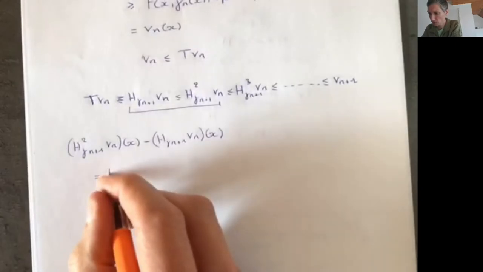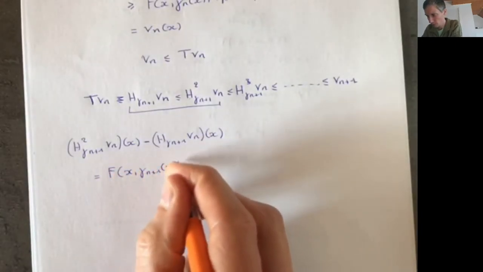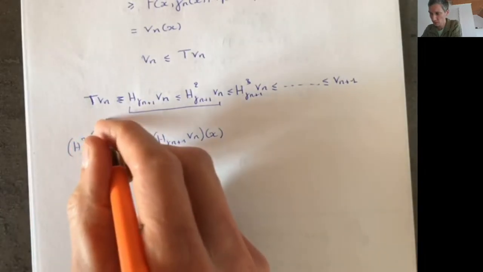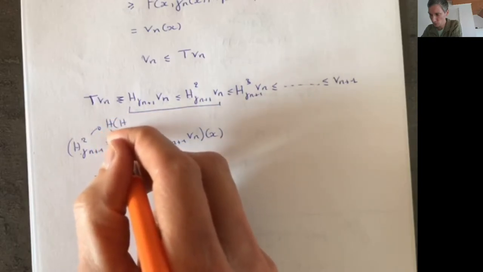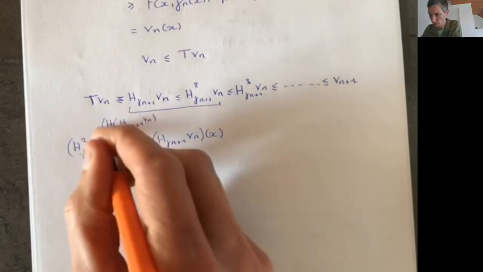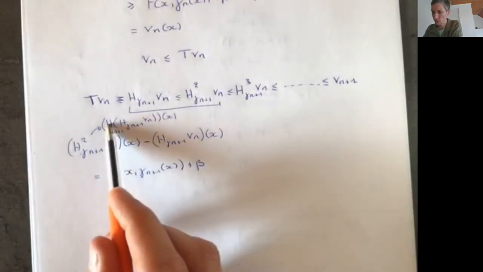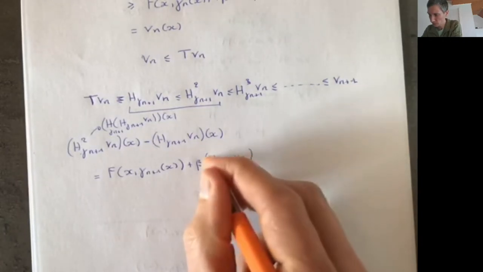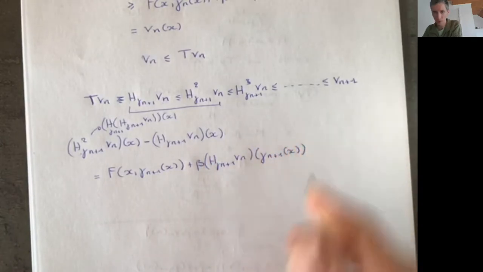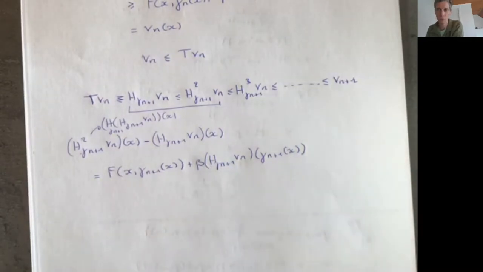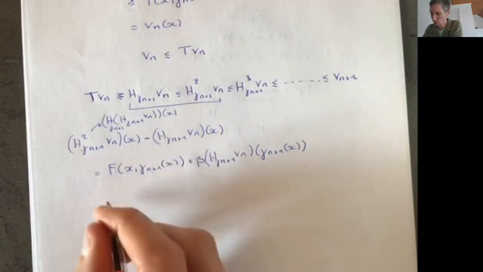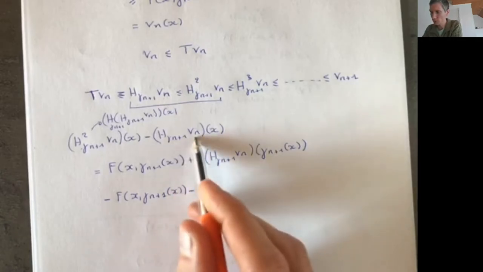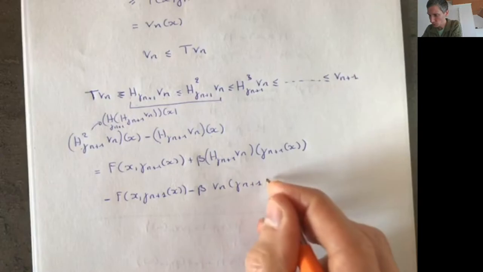Okay, so let's see what this is. By definition, this is f x gamma n plus 1 of x plus beta of h, this is the h operator applied to the function h gamma n plus 1 of vn, evaluated at gamma n plus 1 x. This is a bit notation heavy, but it's just applying the definition of the H operator. And then I'm subtracting this one here: minus f x gamma n plus 1 x minus beta vn of gamma n plus 1 of x.